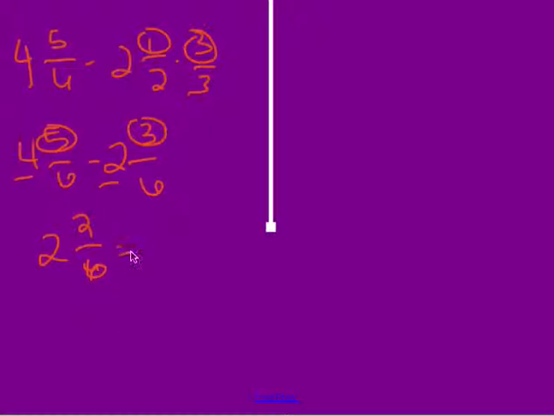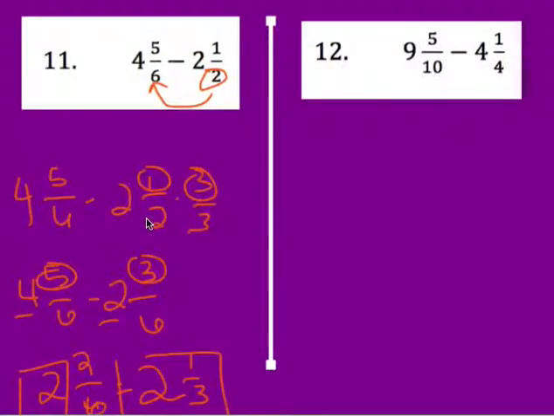So we need to reduce that fraction. We keep this number the same because it has nothing to do with the fraction. 2 and 6 are both divided by 2, and you end up with 1/3. Taking a look now at number 12.